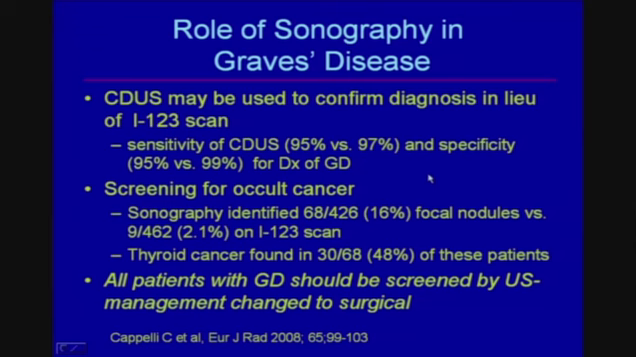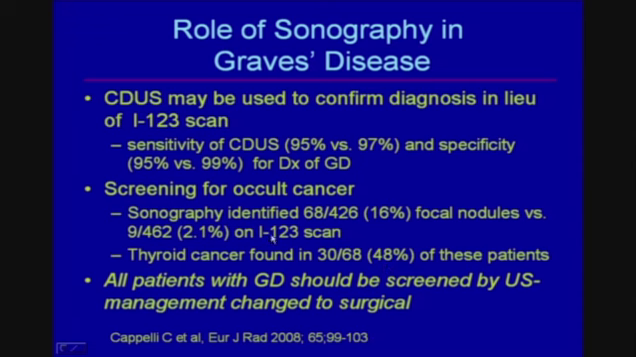It's more common that many people, in fact, use an I-123 scan. And this was very interesting data that looked at patients who had I-123 scans and also had sonographic surveillance of the gland. You could see that sonography identified focal nodules in 16% of the Graves patients, as compared with 9 or 2% found on the I-123 scan. And in fact, in 30 of these patients, nearly half of the patients actually wound up having thyroid cancer, and these were occult on the I-123 scan in the vast majority of patients.